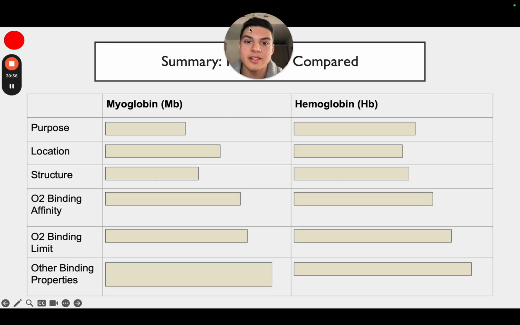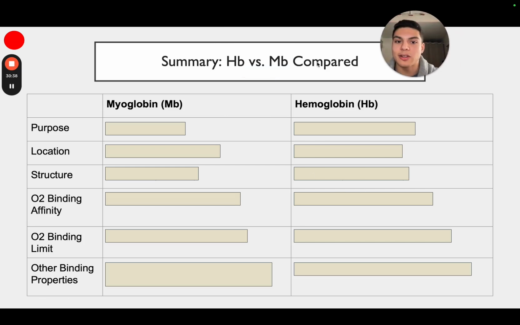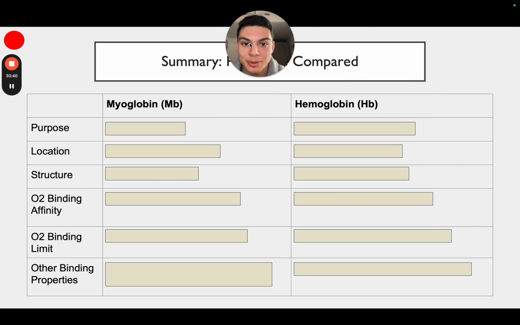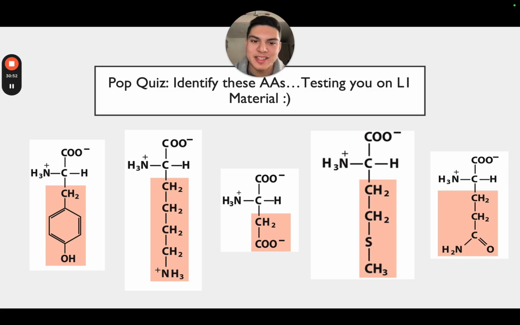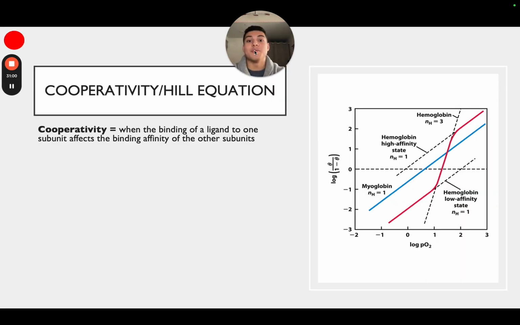Okay, and then here is just a summary of hemoglobin versus myoglobin. You guys can go through this. I put it as an animation specifically so you can do one at a time and test yourself, but I'll just briefly go over all this. You can review this later. It just talks about everything that we were talking about. And then also another pop quiz testing you on your amino acids. Based on these structures, can you recognize and give me the 3-letter codes and the 1-letter codes for each one? Okay, so moving on to cooperativity.